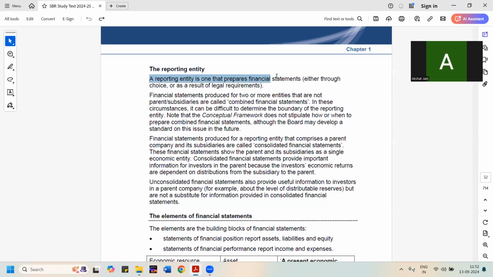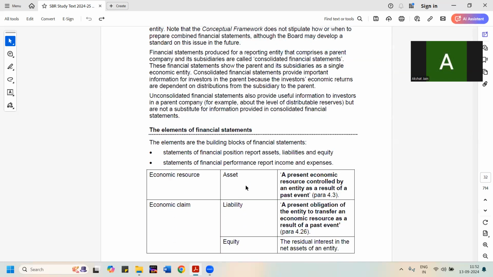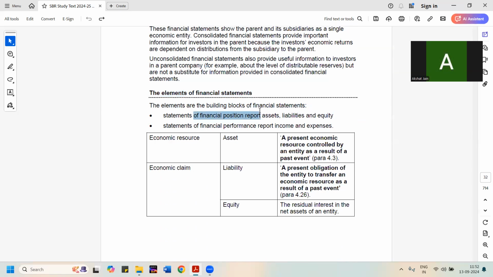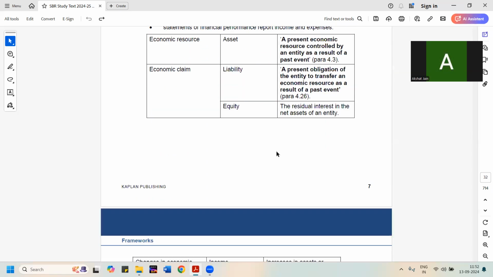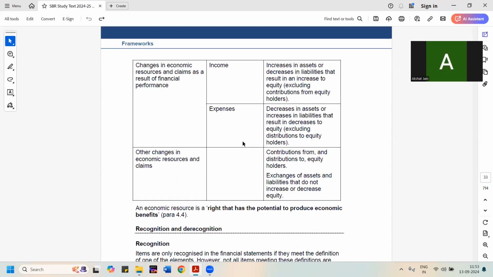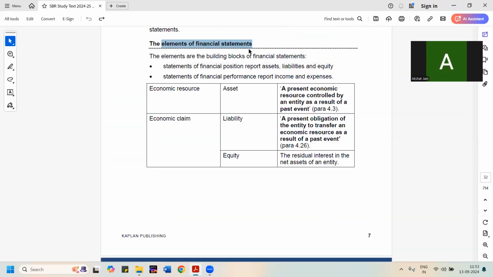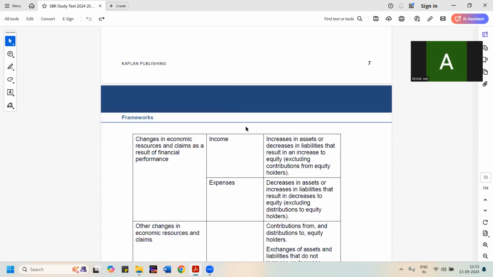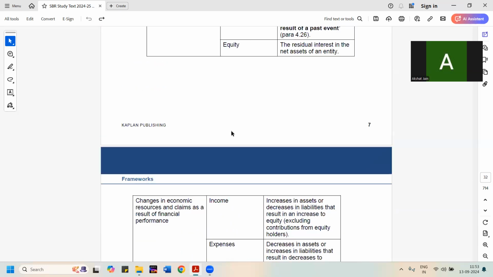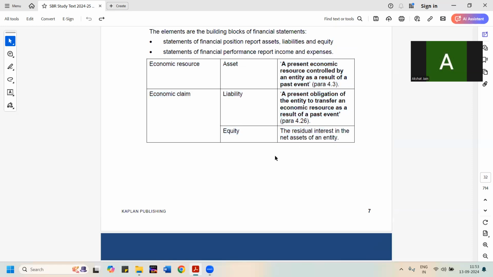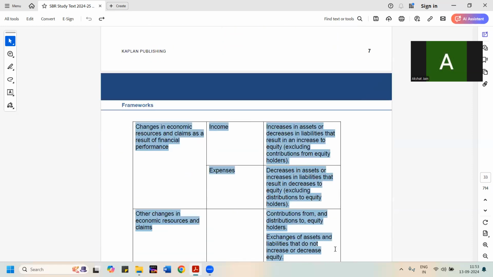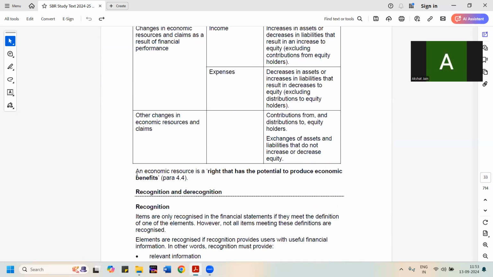Reporting entities. I don't think there's anything very relevant up here. The elements of financial statements: financial position, financial performance, and then changes in equity and all that. I don't think we're showcasing it here, but later we'll get to know about that. Again, this table, I think all of us would understand it with relative ease. So, in case you don't remember anything, just go through it once.